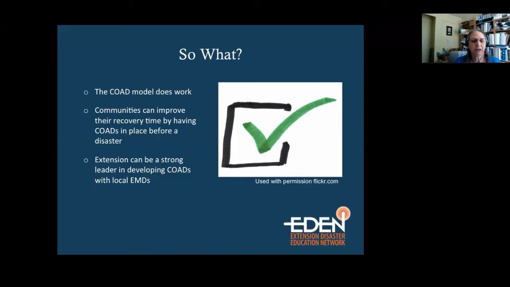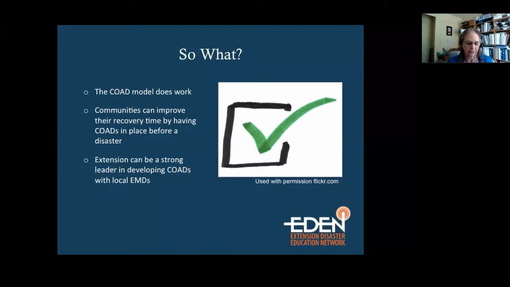Another thing, Extension can be a very strong leader in developing the COADs along with your emergency management director. And again, I can't stress that strong enough. You have to have that EMD on board or it's not going to happen. If they don't put value in what you're doing and recognize that the COAD is a tool for them to hand off some recovery things, that is so critical. Spend time developing the relationship with that emergency management director first. We believe that Extension is the right agency to facilitate the development of the COADs. Again, we have those offices in each of the counties for the most part, so we're there.